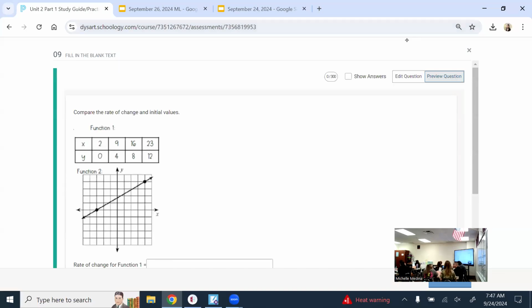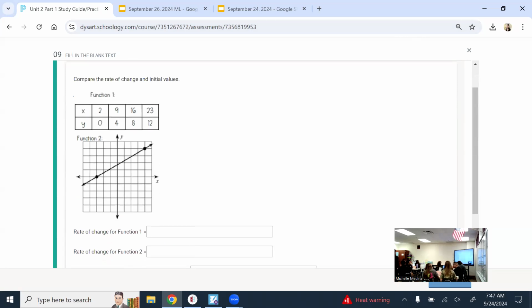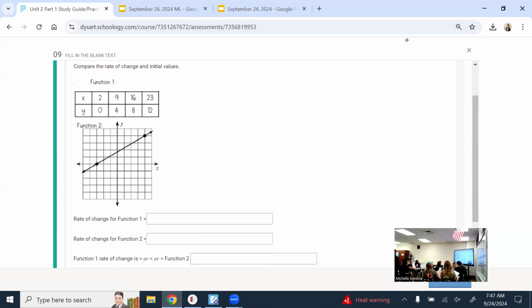So compare the rate of change and initial values. I can see why we might have struggled with this one, because the verbiage in the unit wasn't necessarily this. Rate of change, do you know what rate of change is referred to on a line? Slope. So when they say rate of change, that means slope. We're comparing the slopes of these different representations.